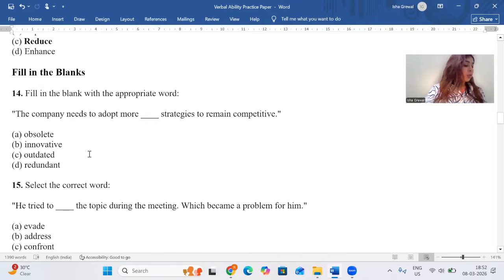Okay, fill in the blanks with the most appropriate word. So there is a sentence given to you. You have to find out which word is going to fill in the sentence properly. In the sentence completion category, guys, always remember that you find out the feel of what the blank is asking you. So we have to understand what is the feel of the blank. The company needs to adopt more dash strategies to remain competitive.